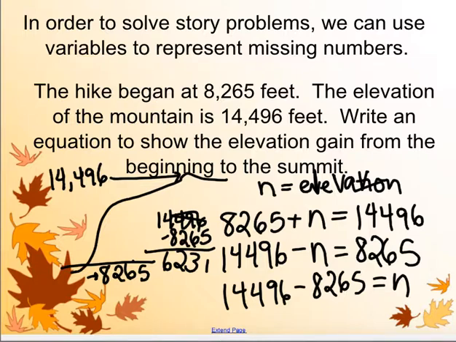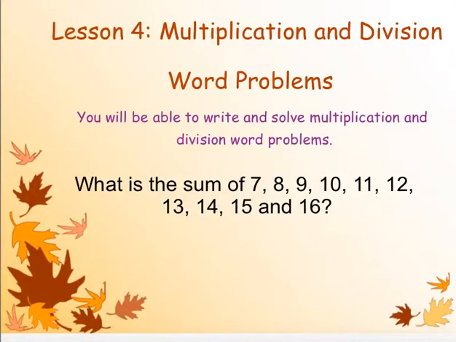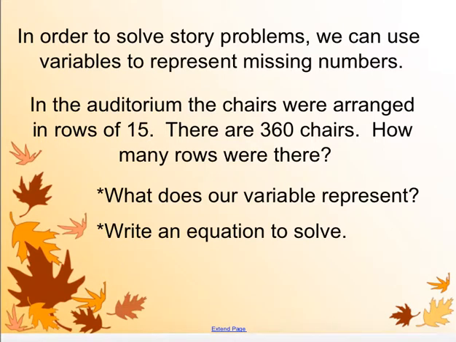In the next lesson, though, we can look at multiplication and division to solve word problems. So let's look at that. So multiplication and division word problems are extremely similar to our addition and subtraction word problems. We still need to find what the variable represents, and we can write an equation to solve it. So in this case, we have an auditorium that has 360 chairs in rows of 15. Our question is, how many rows were there? So maybe we use R to represent the number of rows.